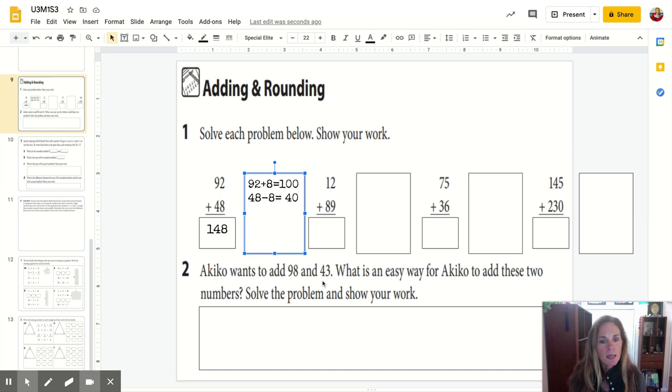Akiko wants to add 98 and 43. What is an easy way for Akiko to add these two numbers? Solve the problem and show your work. This is the same kind of problem, you just need to write it out.